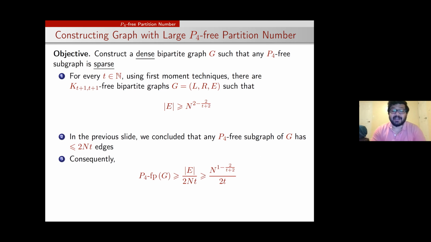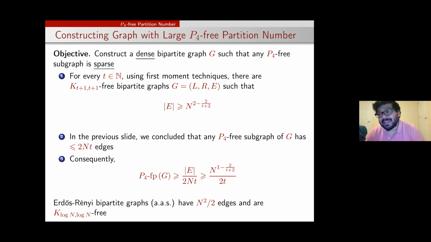For hereditary graphs, they have n square by 2 edges, and they are K log n free. And that's why you can substitute T equal to log n and get the same result. Okay, any questions? This is the first part of our results that are complete. Now we'll move to P4-free covers. Any questions?